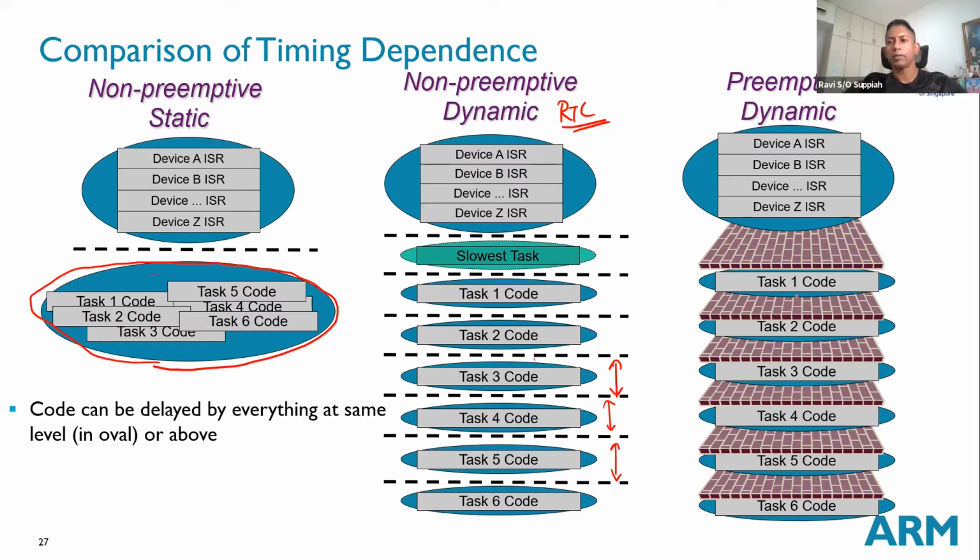Whereas in the preemptive dynamic, you can see that there is no guaranteed time for any task. Each task you have written, but at any point of time you can be forced to give up the CPU and another task may take over.